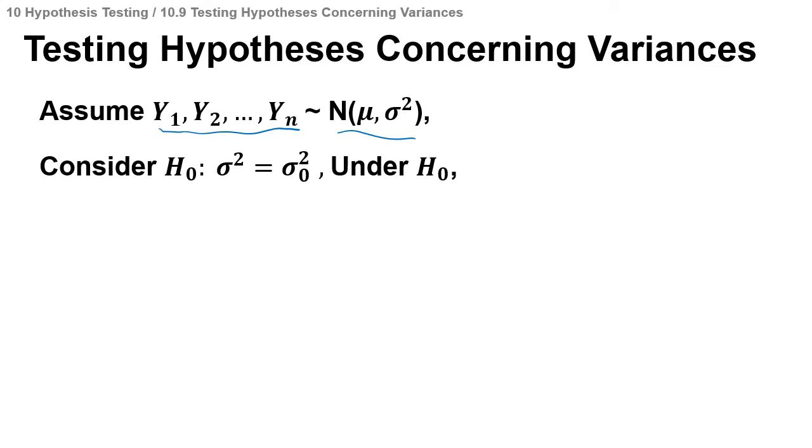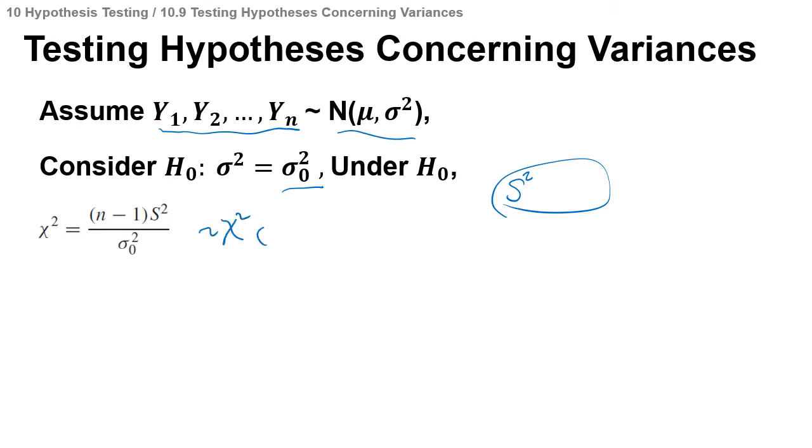Consider the null hypothesis that sigma square is equal to sigma 0 square. Then you would use s square, and you know the related distribution using s square, which is the chi-square distribution: n minus 1 times s square divided by sigma 0 square follows a chi-square distribution with n minus 1 degrees of freedom. So you can use this distribution for the test.